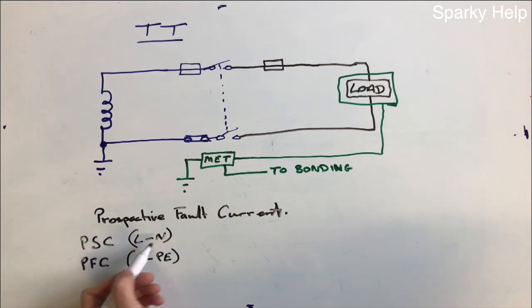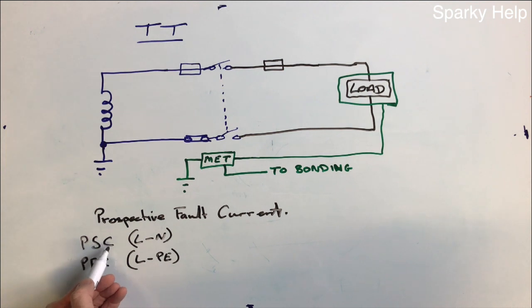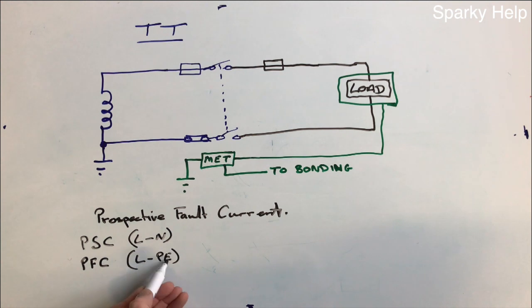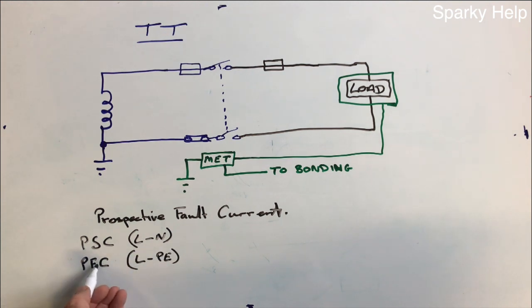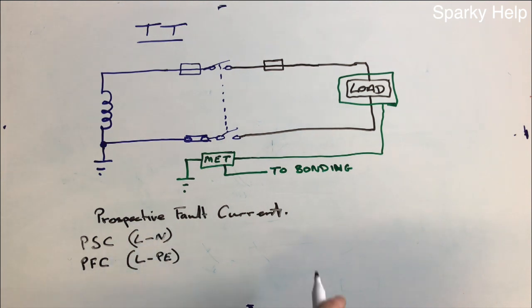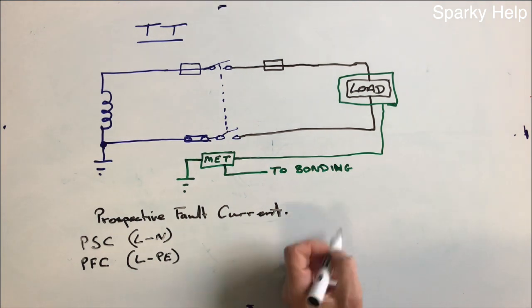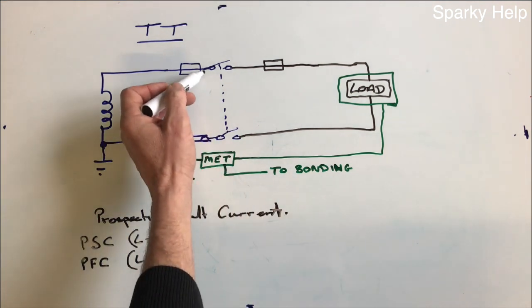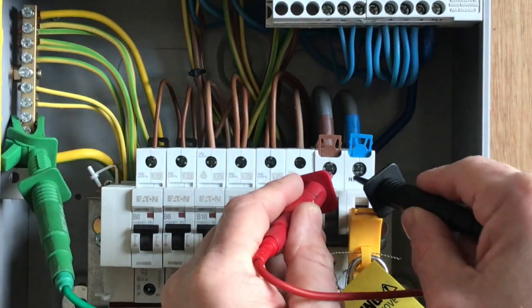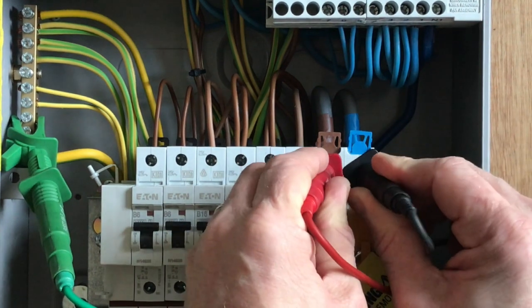So L to N is the prospective short circuit current between live conductors, and LPE is prospective fault current from live conductor to earth. Obviously the line conductor is what we're referring to here. These are the two you're looking to record for a single phase installation, and that's what we'll concentrate on. The meter will be a 3-lead meter: the line conductor on that one, the neutral conductor on this one, and the earth connects straight to the MET, and you're going to record everything.